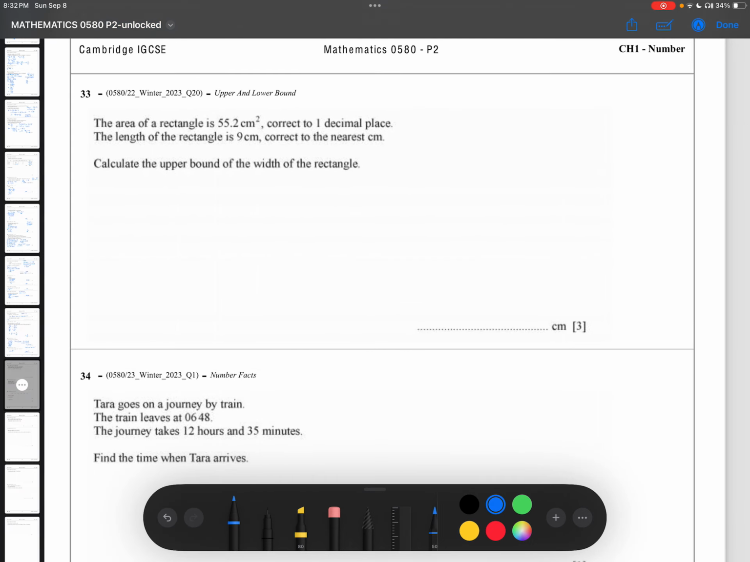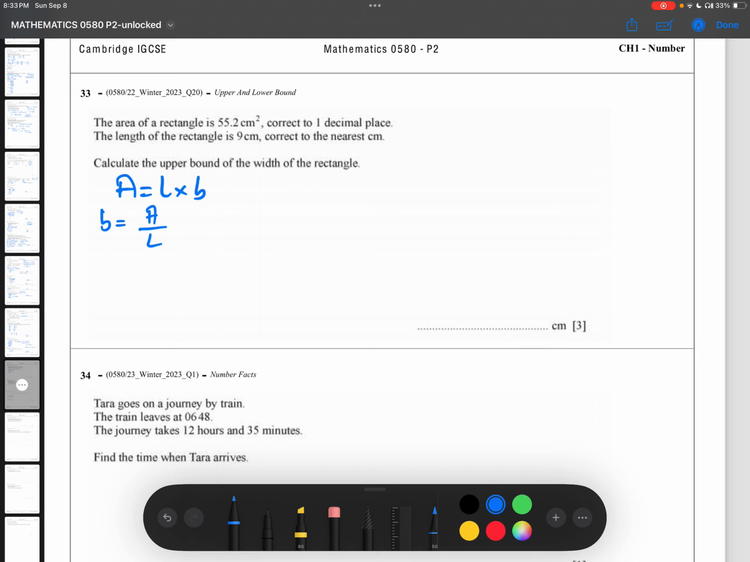Now next question says the area of a rectangle is 55.2 centimeter square, correct to one decimal place. Length of the rectangle is 9 centimeter, correct to nearest centimeter. Calculate the upper bound of the width of the rectangle. The formula for area is equal to length multiplied by breadth, and we have to find the upper bound for width. Width is basically breadth, okay? So width or breadth will be equal to area upon length.